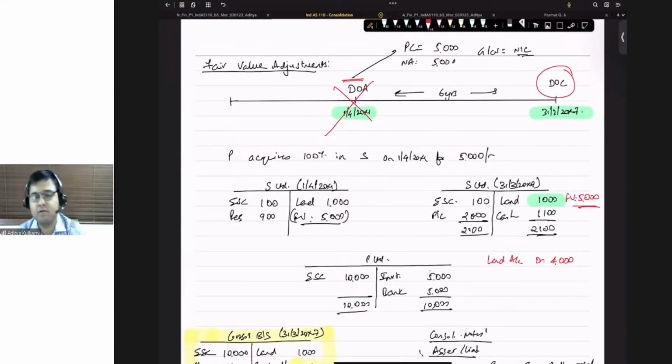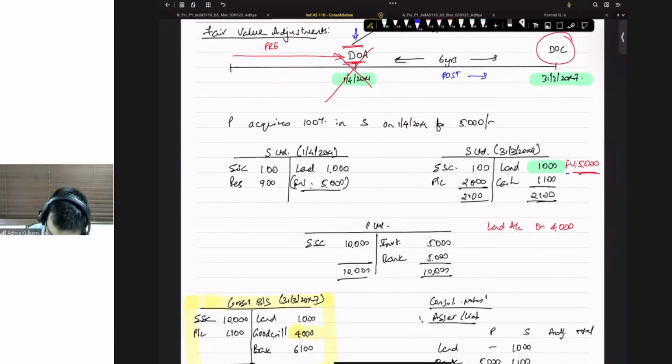Srishti is saying pre. Obviously, this is the value on the date of acquisition. On the date of acquisition means the movement in fair value has happened right up to the date of acquisition. That means this is my pre-acquisition period. Whereas this is going to be my post-acquisition period. The movement in fair value is reflected on the date of acquisition.